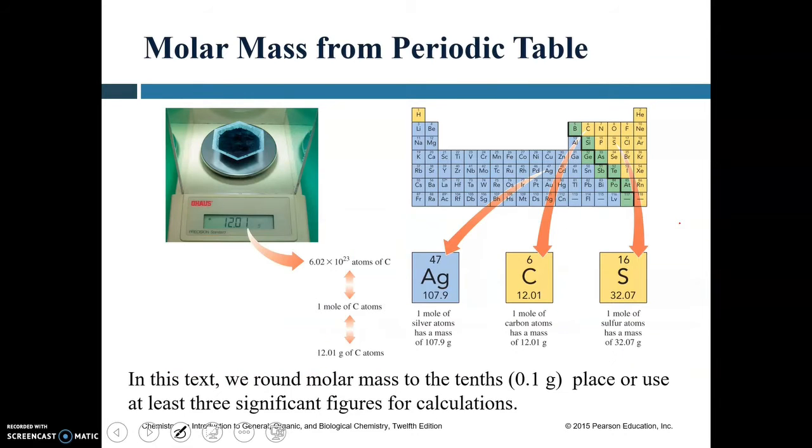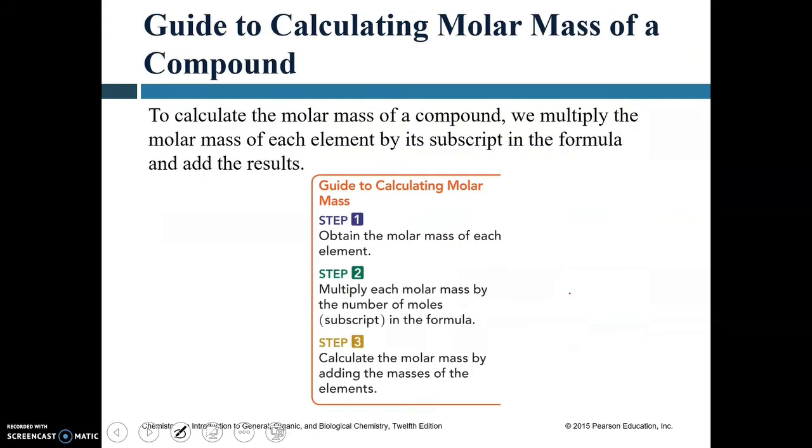So in this presentation, we're going to round the molar mass to the tenth place, or we're going to be using at least 3 significant figures for our calculations. So these are some examples. Silver 107.9, so rounded to the tenth. Carbon 12.01, sulfur 32.07, they're going to be rounded.